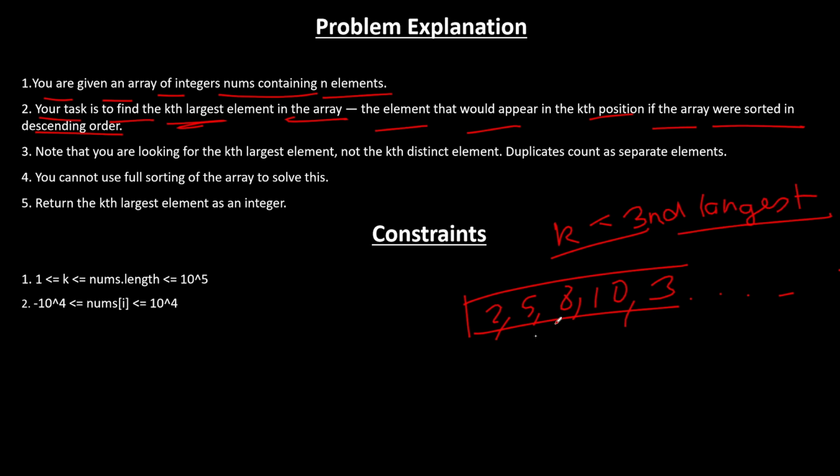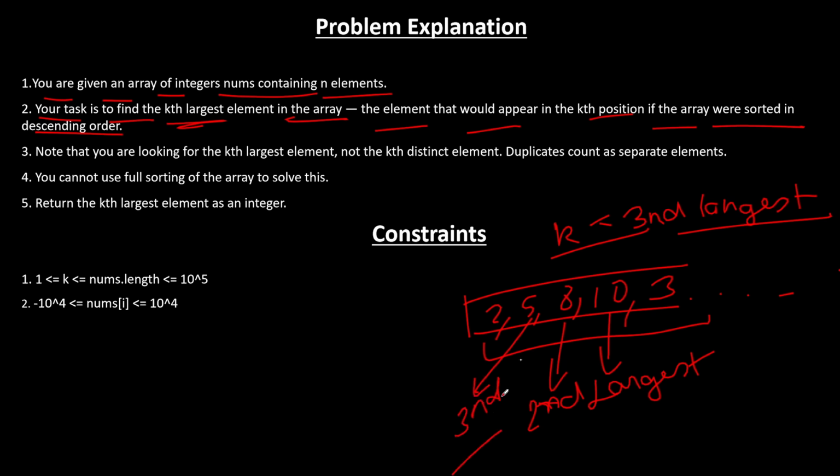From this array, what is the largest element? 10 is the largest. After 10, which is the second largest? 8. After 8, which is the third largest? 5. So k is 3 here, and the third largest is 5 in this case.